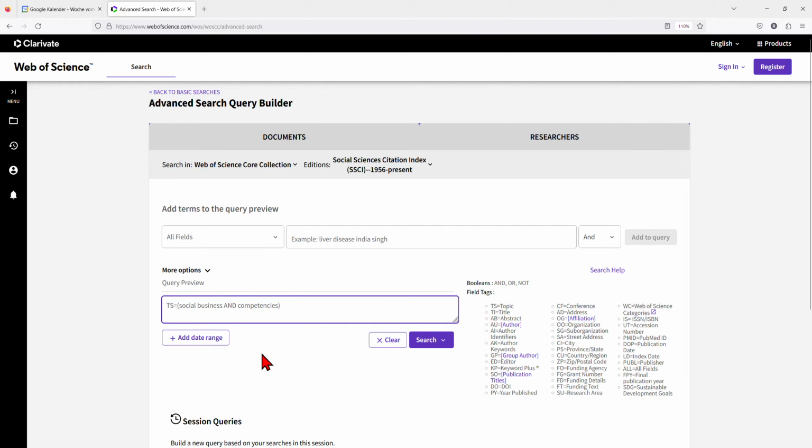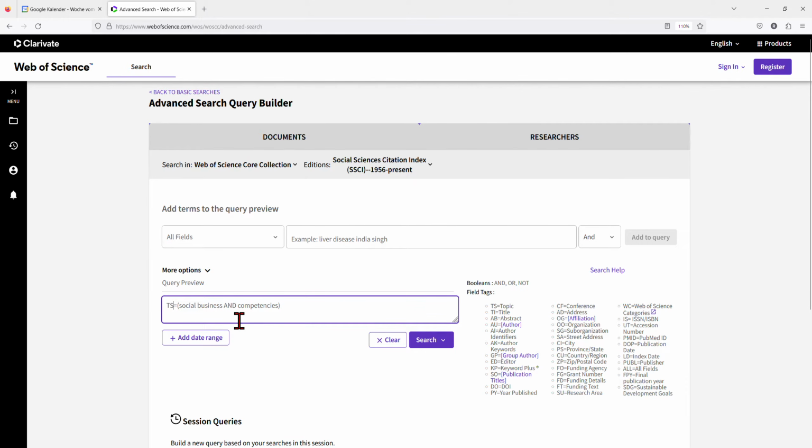So I'm going here for TS, and TS searches specifically for the topic. In some other databases, this is then title, abstract, and keywords. For example, in the Web of Science, the TS isn't called title, abstract, keyword, but topic, but it's quite similar.